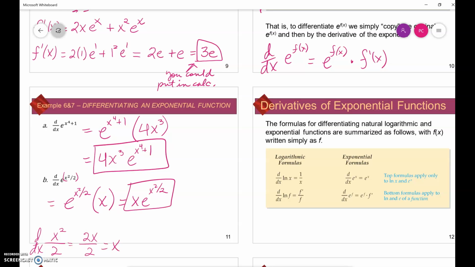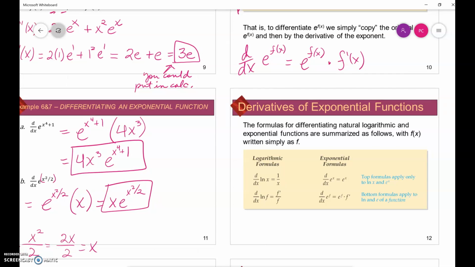All right, this next slide is just all the different formulas written out, both your logarithmic and your exponentials. All right, we'll finish up this section in the next video.